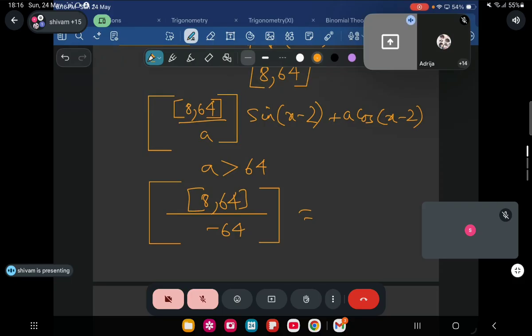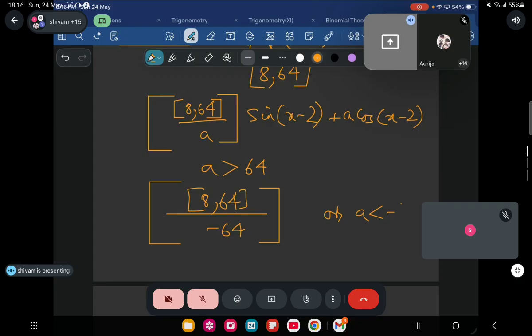So I think a can be less than minus 64. But it can either be greater than 64 or it can be less than minus 64. Only one condition will be satisfied at a time. So there are two answers actually: a greater than 64 or a less than minus 64.